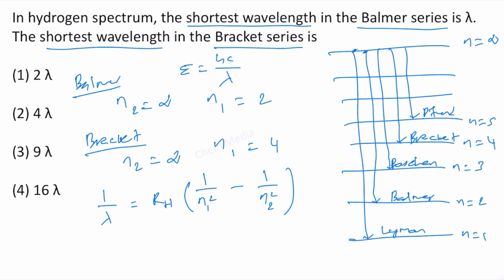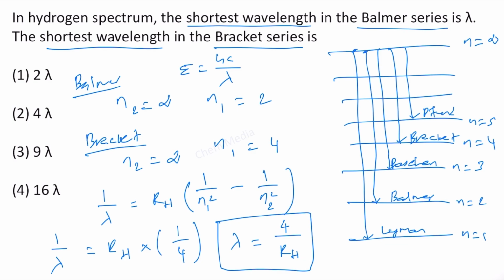So, in the case of the Balmer series, what will happen? 1 by lambda is equal to the Rydberg constant times 1 by n1 square, which will be 1 by 4, minus 1 by infinity square, which we can neglect. So, basically 1 by lambda is equal to RH by 4, then lambda value will be 4 by the Rydberg constant, isn't it? So, we found the value for the Balmer series.